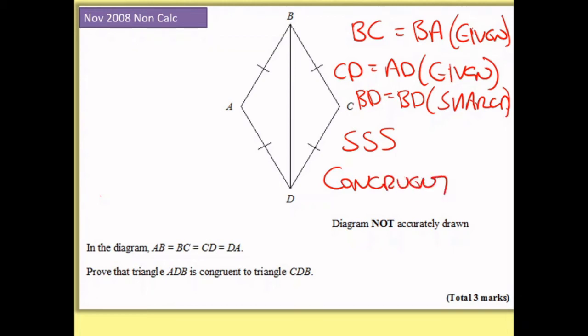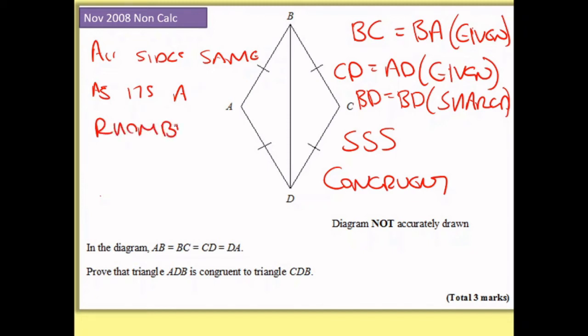Now there are other things I can do. It doesn't state in the question that this is a rhombus, but because all sides are the same, it is a rhombus. But if I wanted to do it, I would have to write all sides are the same for the quadrilateral, as it's a rhombus, yeah? And then you can use the properties of a rhombus. The properties of a rhombus would be that the angle BAD is the same as BCD. And you could use that then to get angle side angle side.